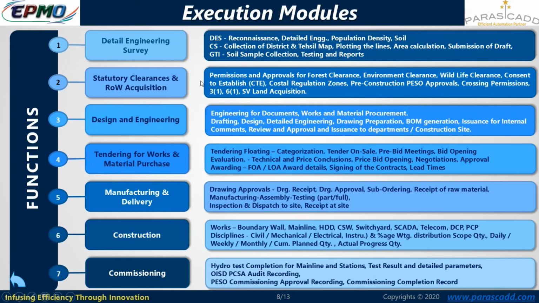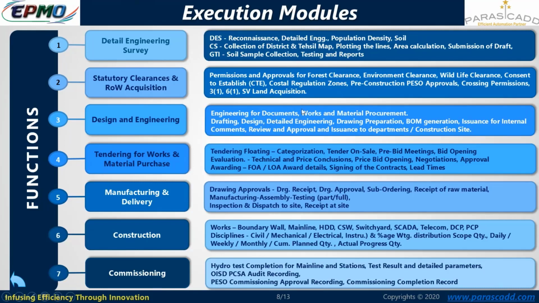Similarly, in statutory clearances and ROW acquisition, permissions and approvals will be received from various government bodies and approving authorities for the forest clearance, environment clearance, wildlife clearance, consent to establish of the project, coastal regulation zone clearances, and pre-construction PESO approval. So the government bodies come into the picture where necessary statutory approvals need to be cleared. Next, design and engineering.